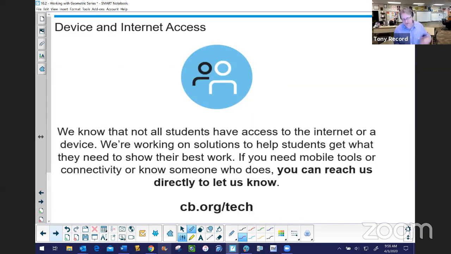Once again, we always want to make sure that there's proper access. So if you're having trouble, or if you have a friend that's having trouble getting online, especially with the AP exam coming up, make sure that you reach out to the College Board at cb.org/tech, and they can certainly get you squared away.